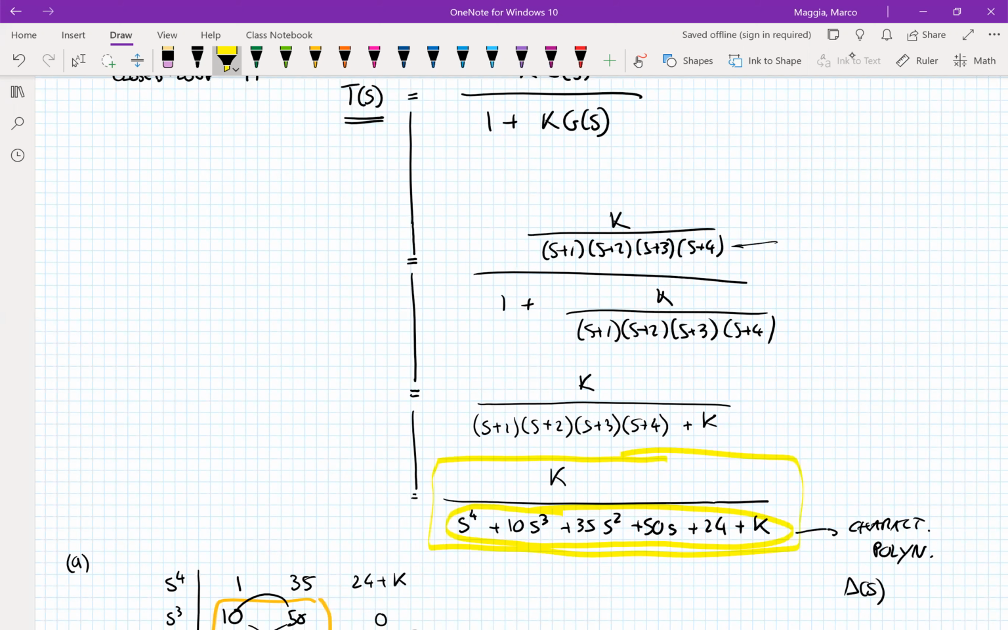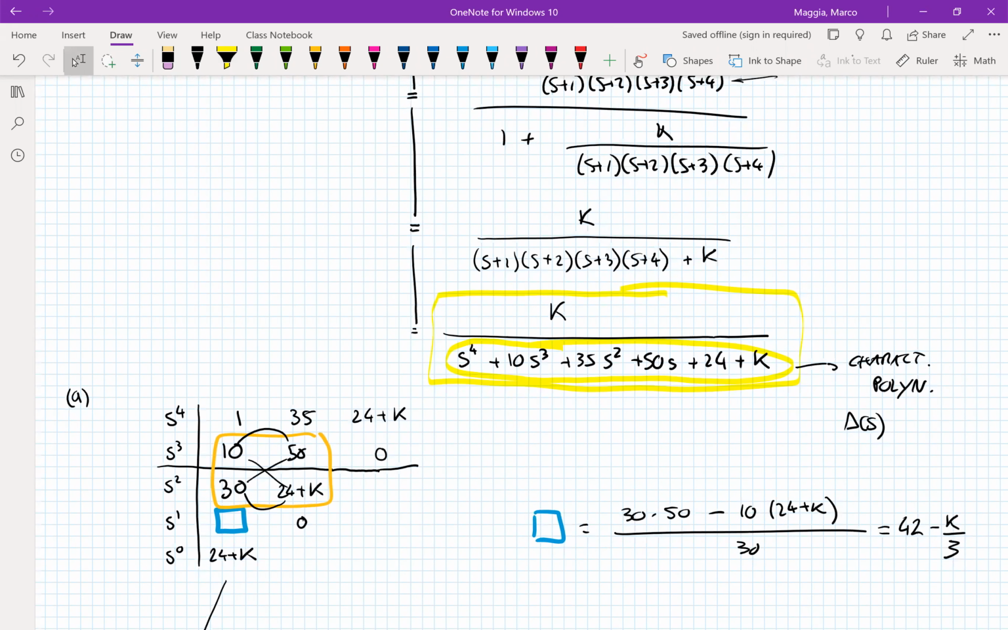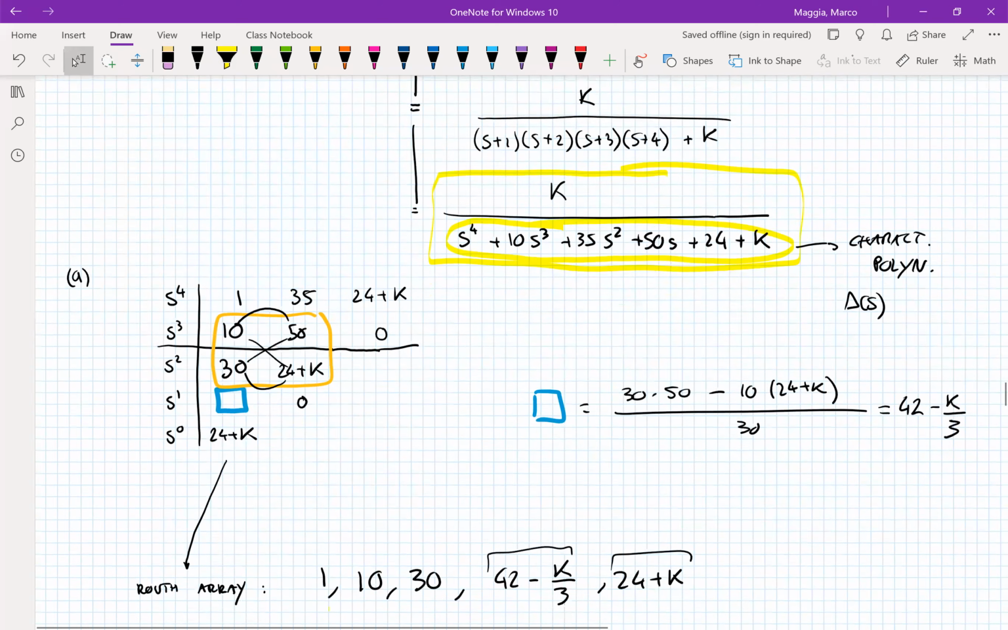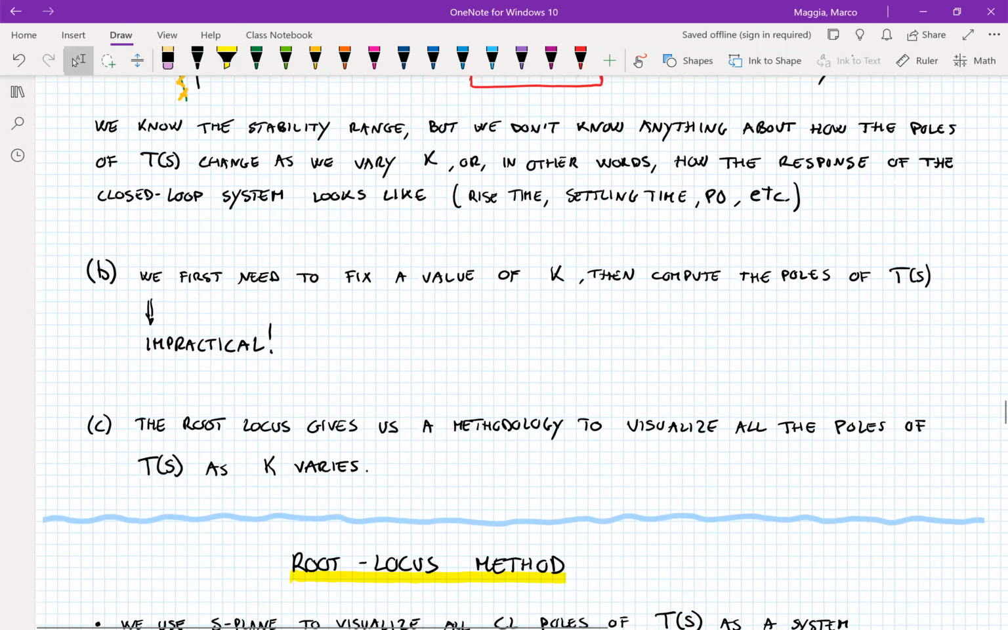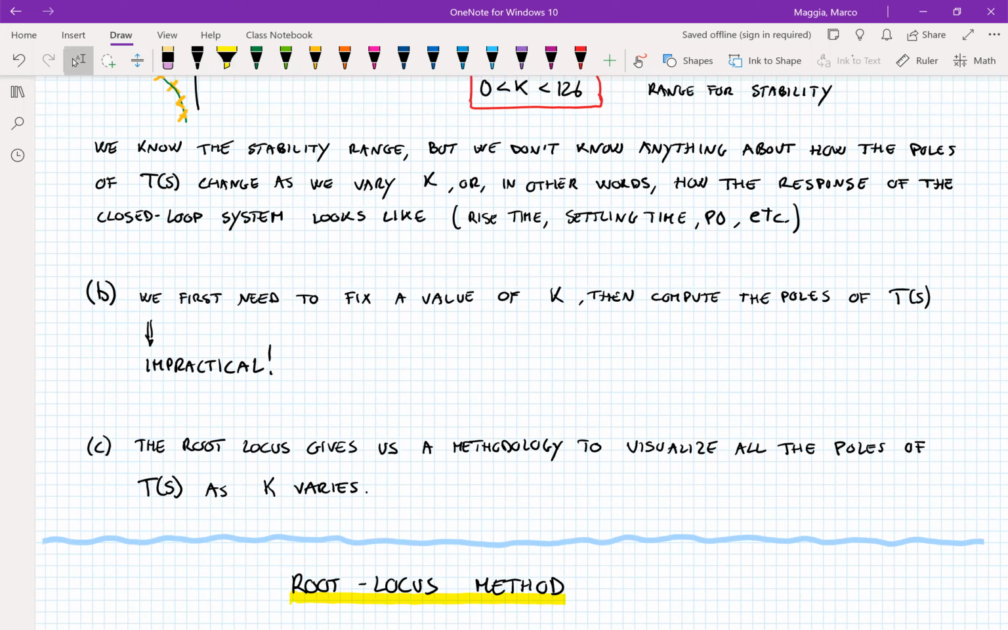The Routh array doesn't tell you where the poles are, it just tells you the range of k's for which the system is stable. So it gives us good and useful information. However, the root locus method will give you all the possible solutions as k varies. All the possible solutions for the closed loop poles of the transfer function.